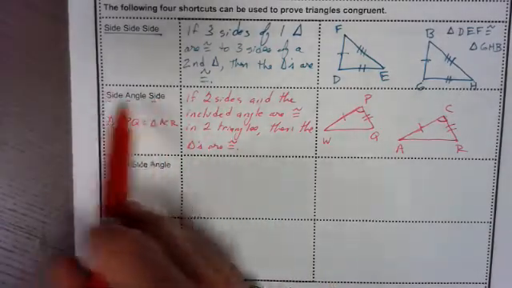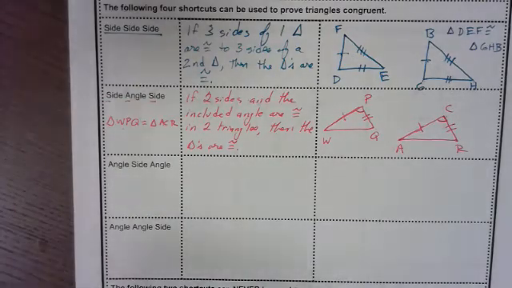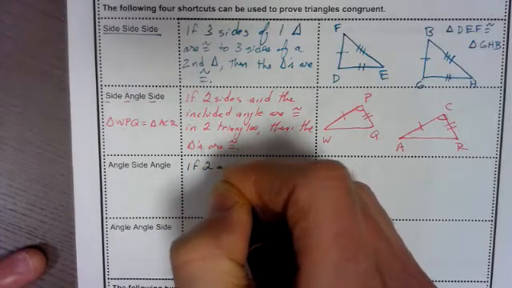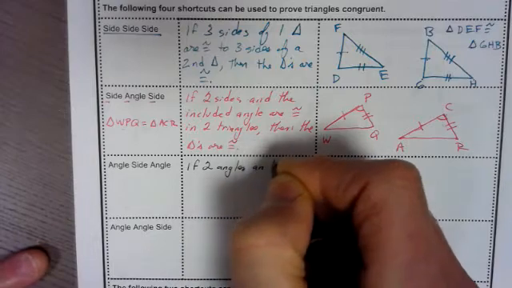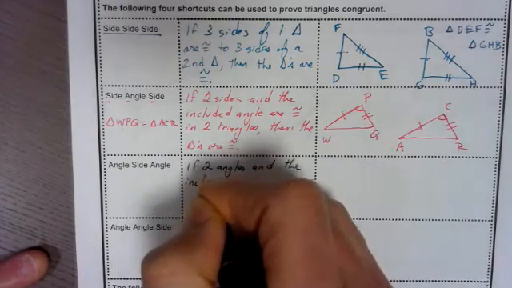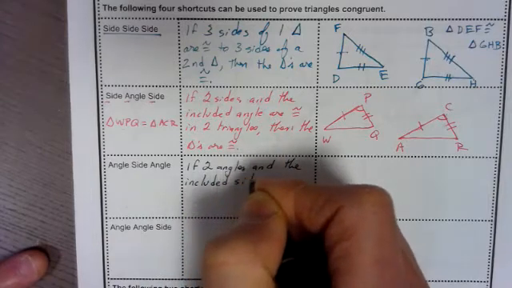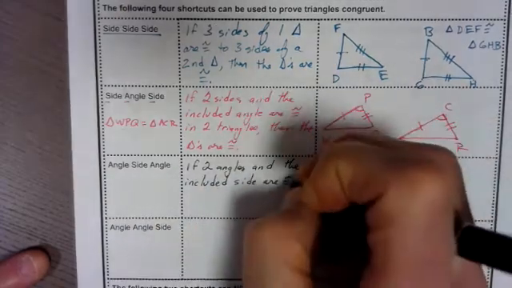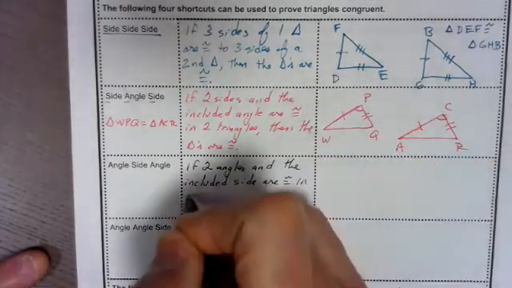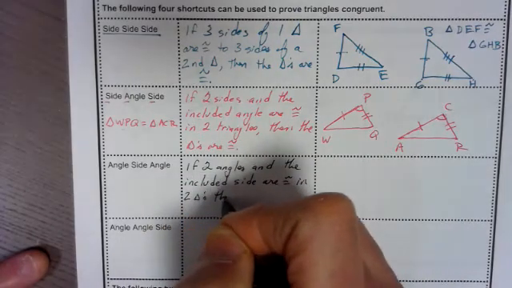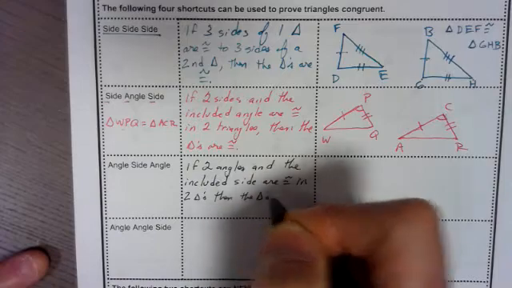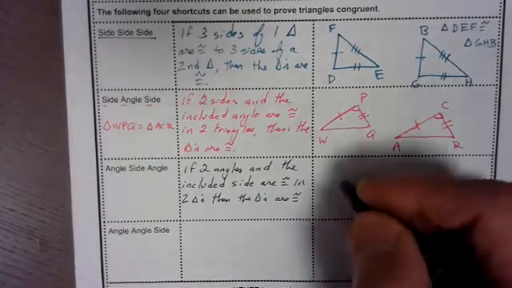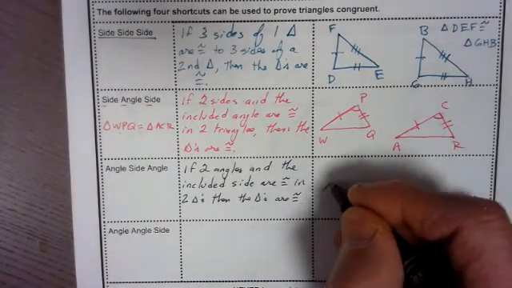It's just reversed from side, angle, side. Okay, so now we have basically the same thing, but we change the angles inside. If two angles and the included side are congruent in two triangles, then the triangles are congruent. All right, so let's take a look here. Let's do some obtuse triangles.